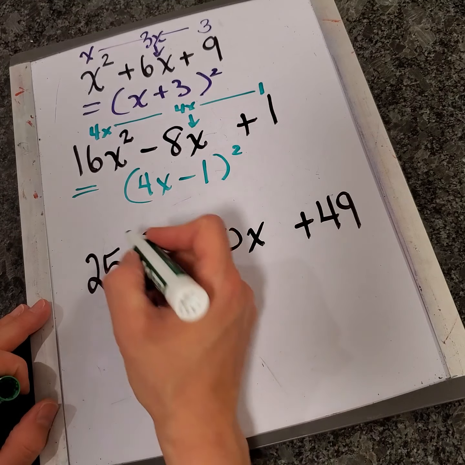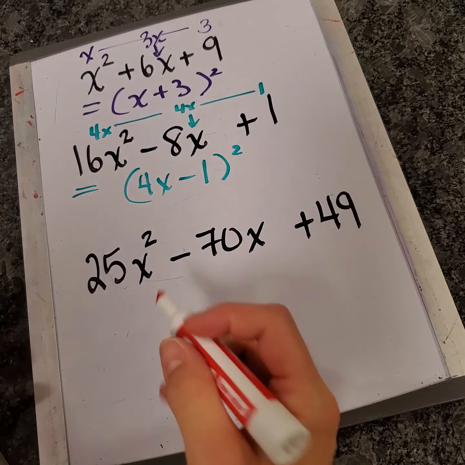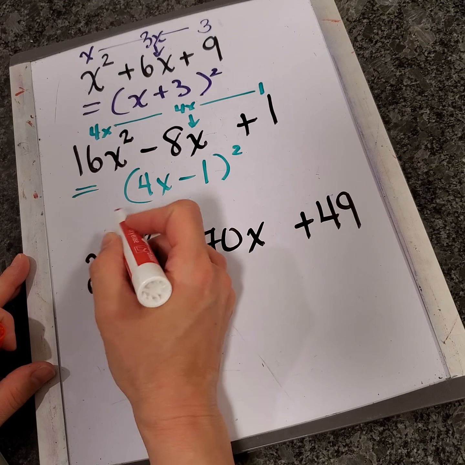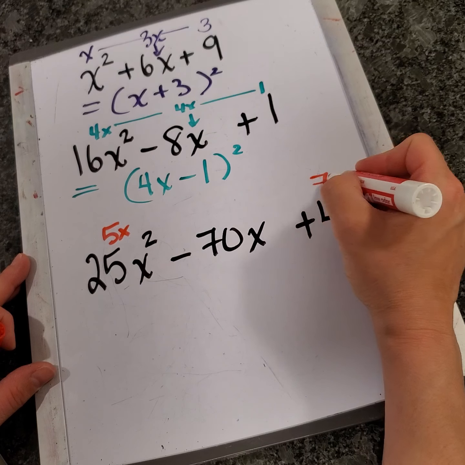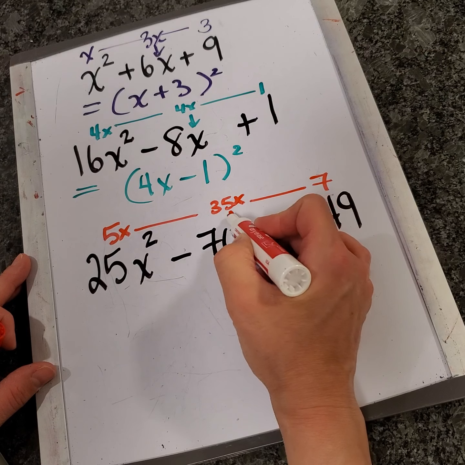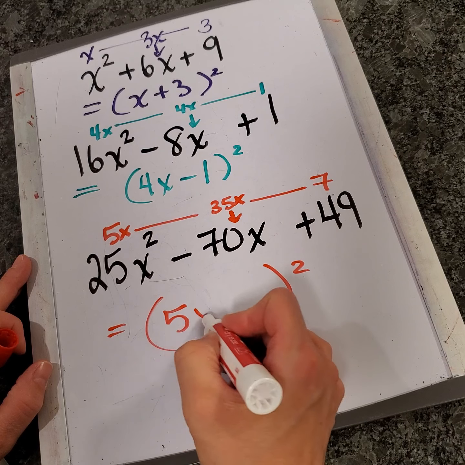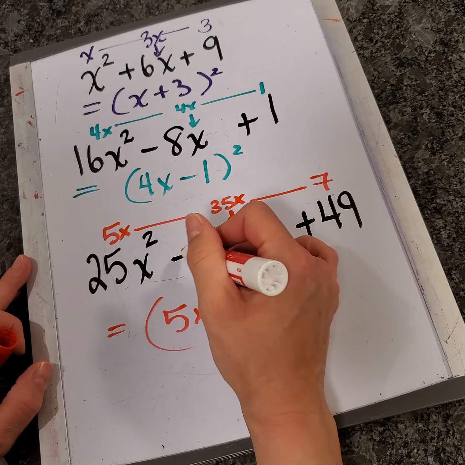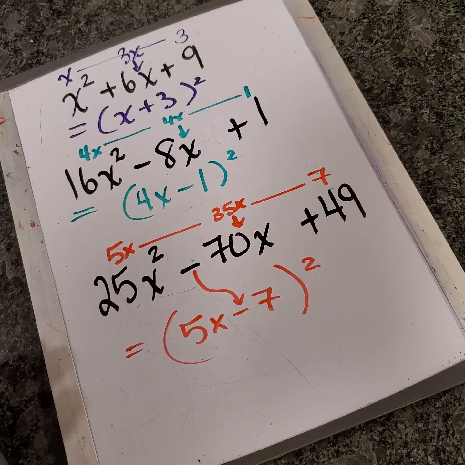Let's do one more just in case, and switch colors so I can get use out of these new markers. The square root of 25x squared is 5x. The square root of 49 is 7. 5x times 7 is 35x. And when I double it, hello, 70x. So we can factor this so quickly. You go there. So perfect square trinomials can absolutely be factored using decomposition.